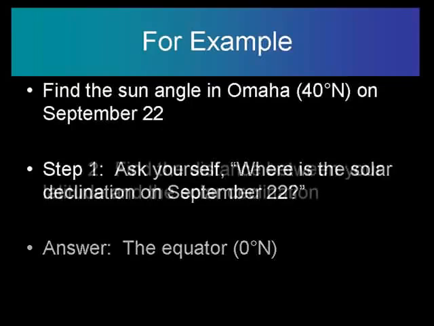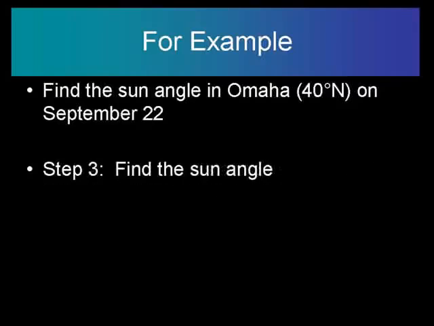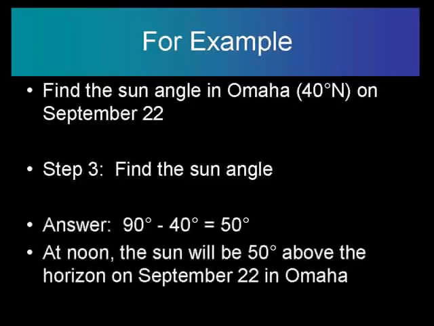Step 2. Find the distance between your latitude and the solar declination. The solar declination was at the equator, and Omaha was at 40 degrees north. So the distance between Omaha and the equator is 40 degrees. Finally, step 3, find the sun angle. Remember, it was 90 degrees minus that distance that we just computed in step 2. 90 minus 40 is 50 degrees. Therefore, on September 22nd, at noon, the sun will be 50 degrees above the horizon in Omaha.